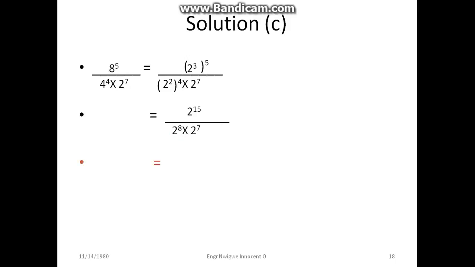Therefore, according to the first law of indices, multiplication implies addition, while division implies subtraction. So for the denominator, we are already having multiplication. Therefore, 2 raised to power 15 over 2 raised to power 8 plus 7 still gives us 15. Therefore, 2 raised to power 15 divided by 2 raised to power 15 will give us 1.